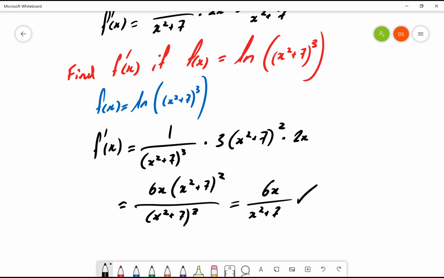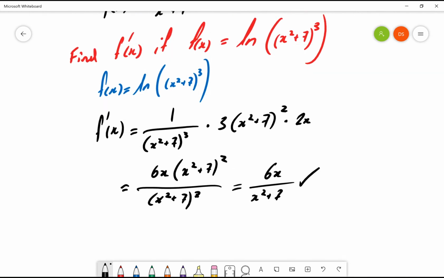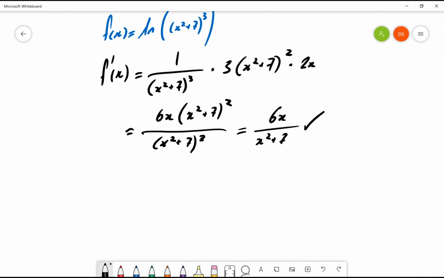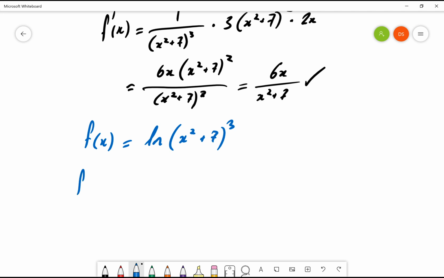And I want to show you something pretty awesome. Okay? And now, what I want to show you is why logs can be really useful to us. So, let's look at our function again. Right? F of x is equal to the power of 3. Yes? Now, because of log rules, I can bring the power to the front.